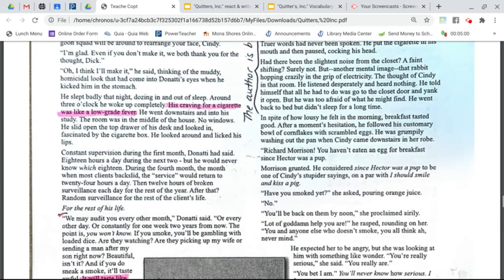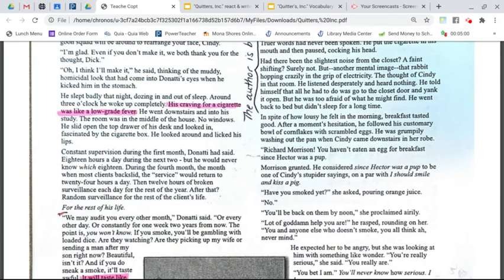Constant supervision during the first month, Donati had said, 18 hours a day during the next 2, but he would never know which 18. During the fourth month, the month when most clients backslid, the service would return to 24 hours a day, then 12 hours of broken surveillance each day for the rest of the year. After that, random surveillance for the rest of the client's life. For the rest of his life.